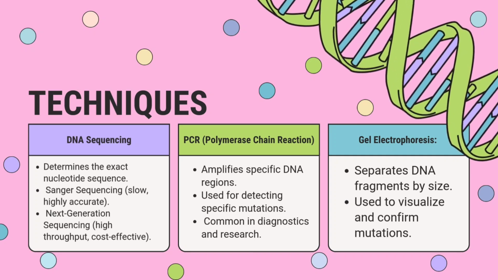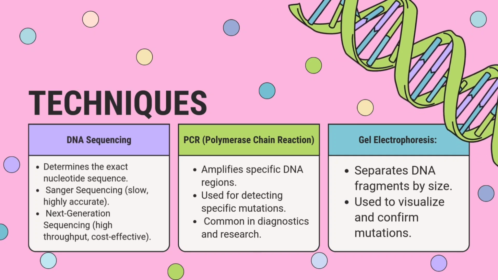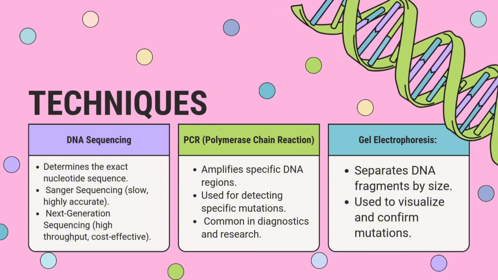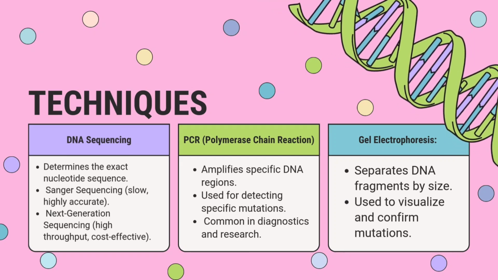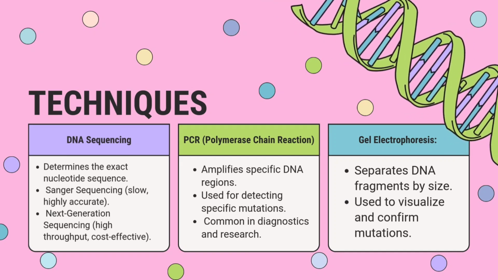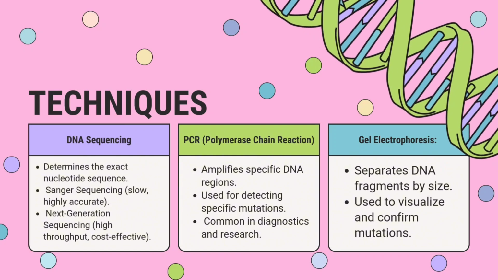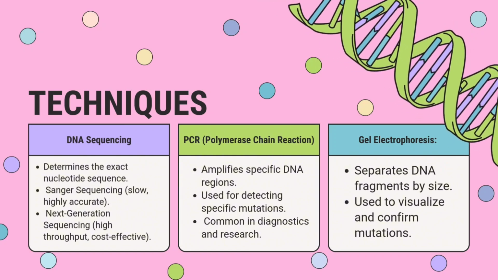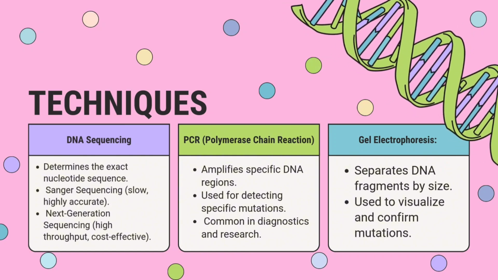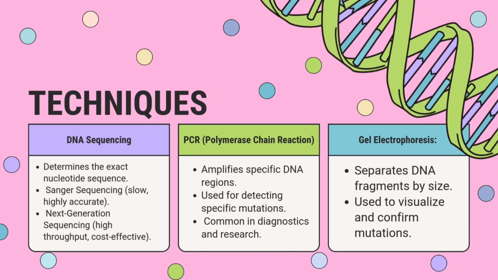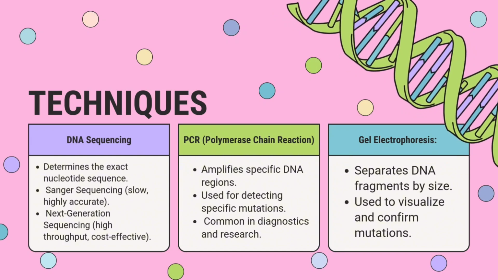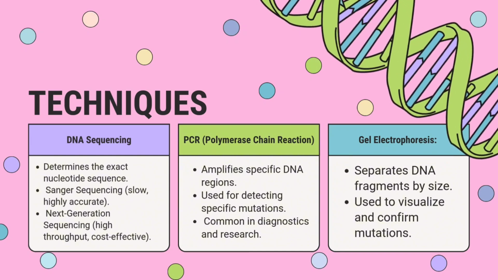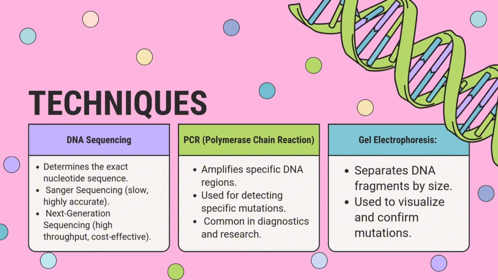On the other hand, next-generation sequencing is faster, more cost-effective, and capable of analyzing large portions of the genome, making it ideal for high-throughput sequencing. This technology is crucial in detecting mutations such as single nucleotide polymorphisms, SNPs, insertions, and deletions, which can be linked to genetic disorders like cancer. In clinical applications, NGS is used to screen for mutations in genes like BRCA1 and BRCA2, which are associated with an increased risk of breast and ovarian cancers.